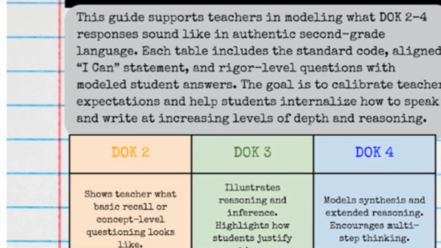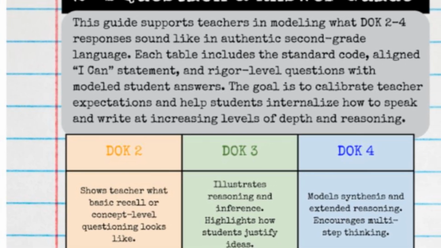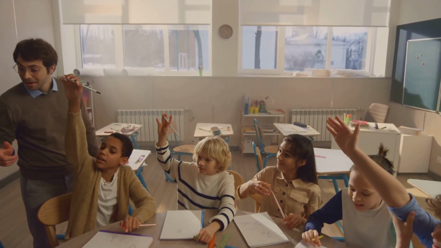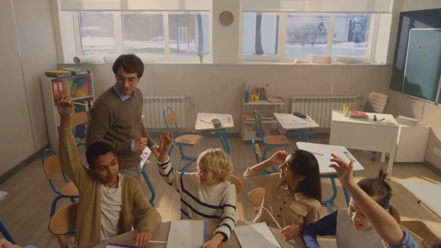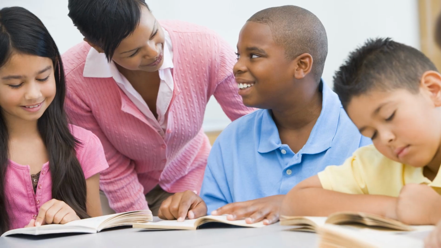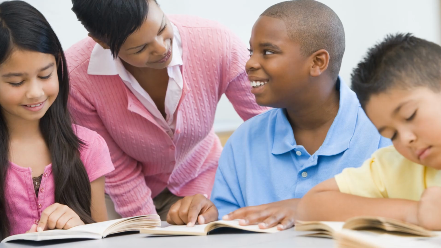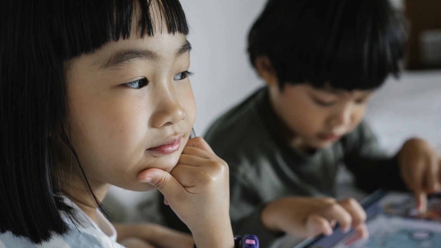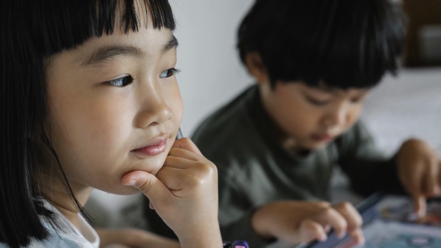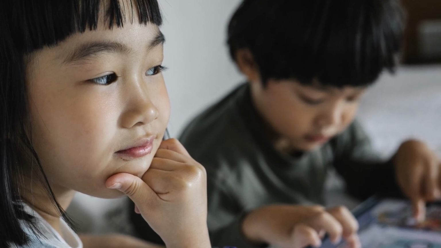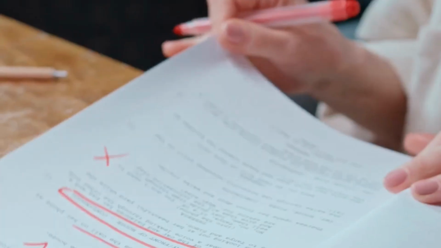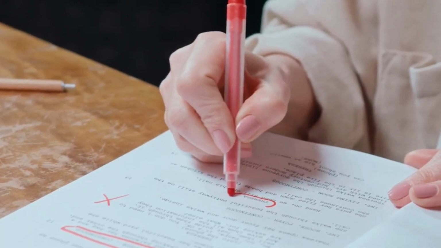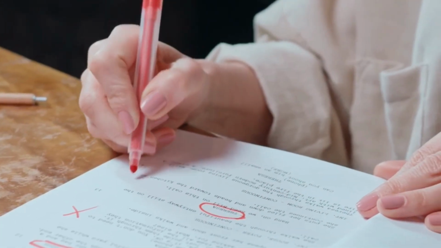DOK stands for Depth of Knowledge, a framework for thinking, not difficulty. DOK2 represents skill and concept thinking. Students show understanding by identifying, describing, or explaining. DOK3 represents strategic thinking. Students reason, make connections, and explain how and why. DOK4 represents extended reasoning. Students synthesize, evaluate, and apply learning to new contexts. As teachers, our goal is to move students through the levels of DOK in conversation, not by labeling questions, but by modeling and prompting deeper reasoning aloud.